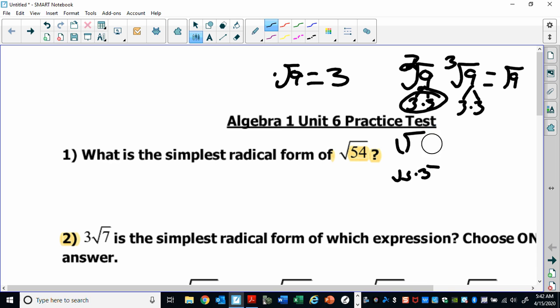Alright, so I'm going to take this off. And now we're going to break this down. Remember, we're looking at the square root of 54, and every even number can be broken down by 2. So what you're going to do here is divide it by 2. 54 divided by 2 is 27. Always bring down your radical.